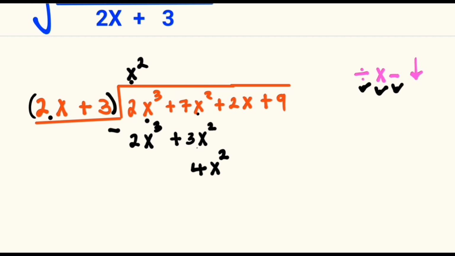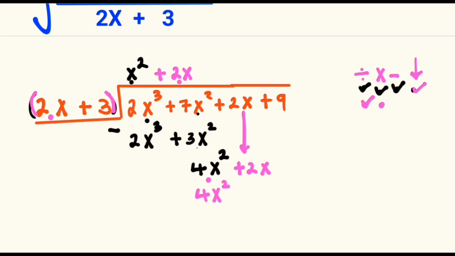And we have minus, and now we drop down, so we are going to drop down that positive 2x. Now that we dropped down, we focus on dividing. The 4x squared divided by 2x will be equal to positive 2x. We have divided. Now we focus on multiplying. The 2x multiplied by 2x plus 3. So the 2x multiplied by that 2x will be equal to 4x squared.